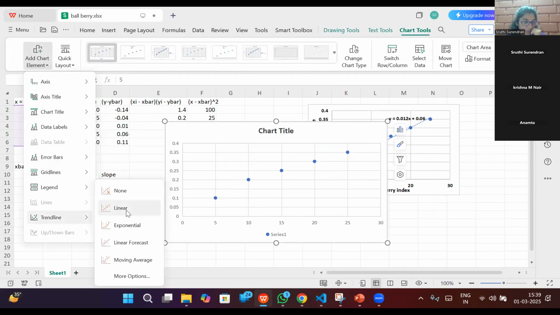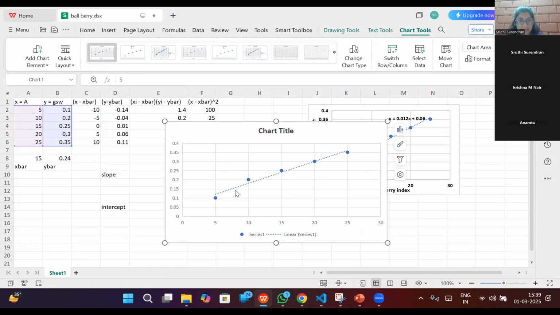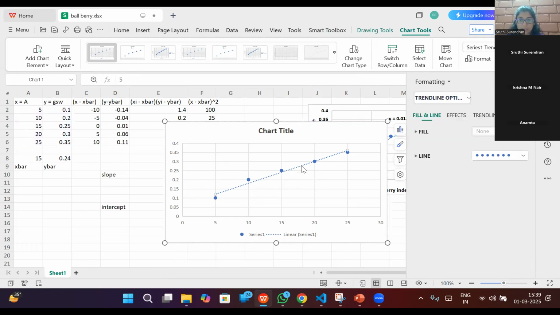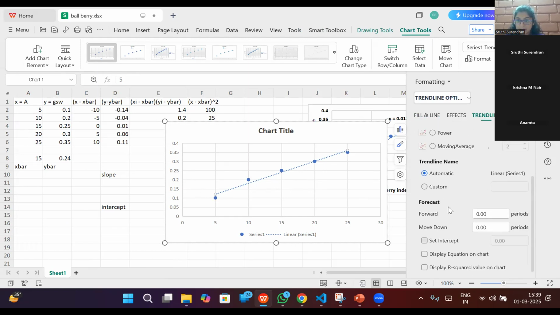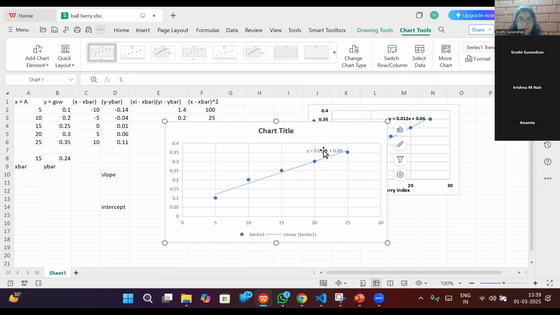If you add this linear trendline, you will get this, which is making use of the linear regression model. These are all the calculations that go on inside to get this linear regression model. And when you go to the formatting options, you can select display equation on chart and you will get the slope and intercept values. So here we have the slope and intercept: 0.012 is again the slope that we calculated, and 0.06 is the intercept that we calculated.